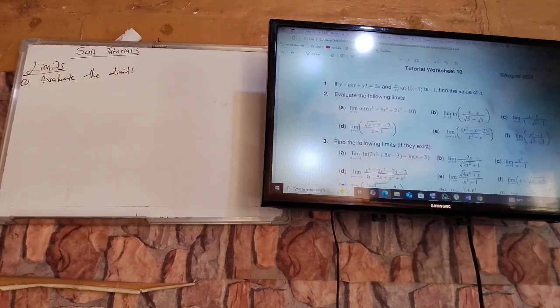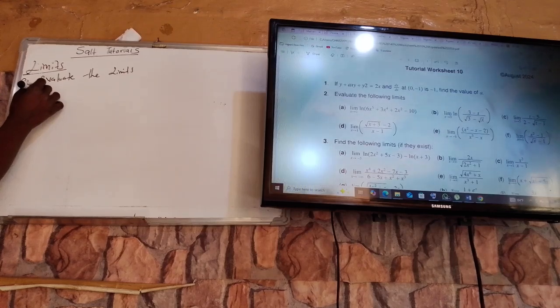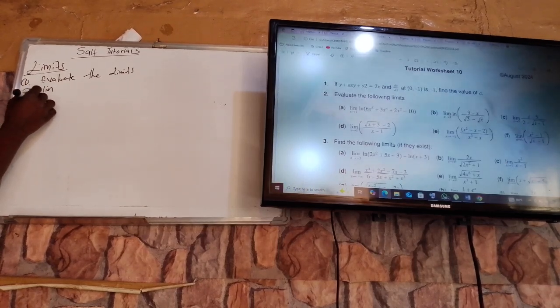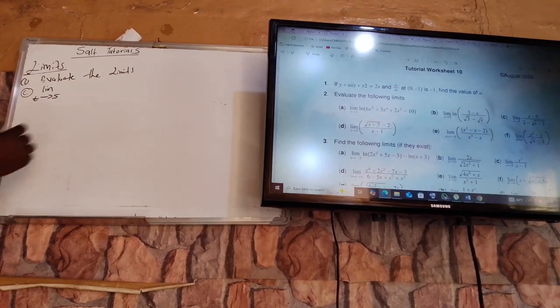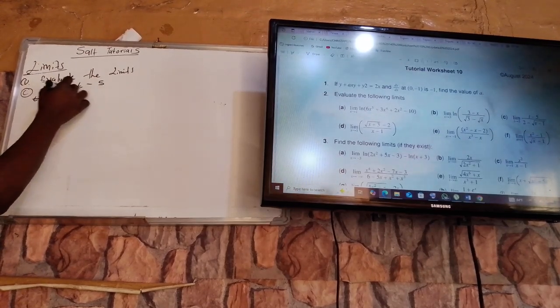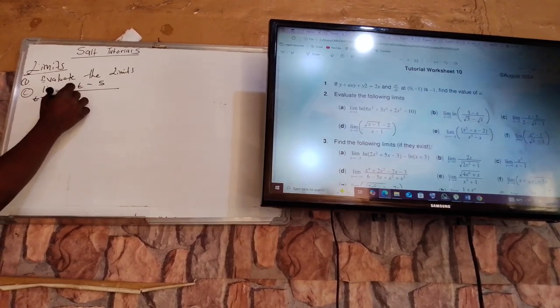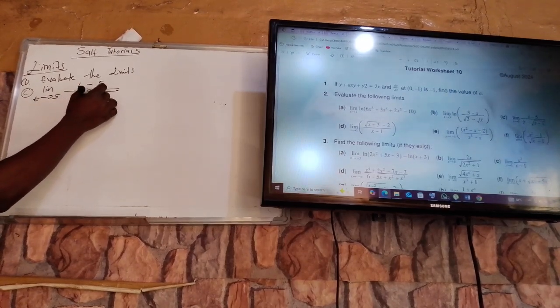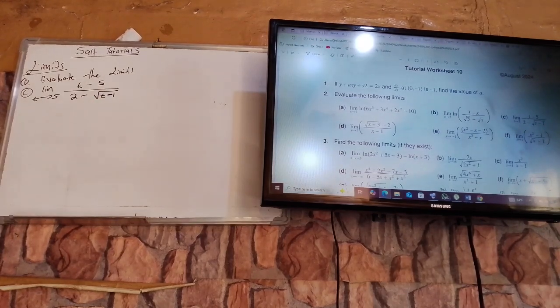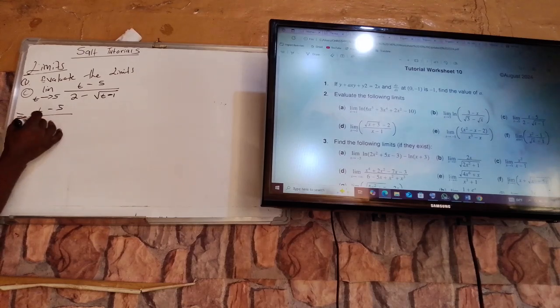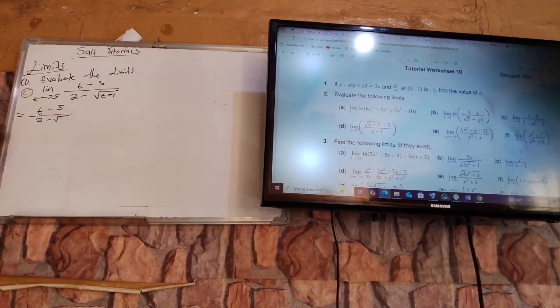So C says: evaluate the limit as t approaches 5 of t minus 5 over 2 minus root t minus 1. So what is the limit as t approaches 5? As usual, if I evaluate, what am I going to have? This will be t minus 5 over 2 minus root t minus 1.